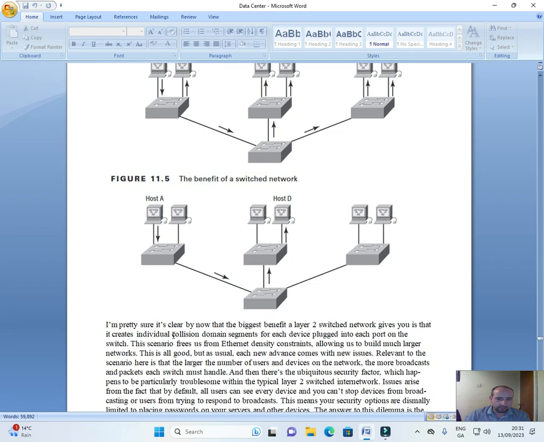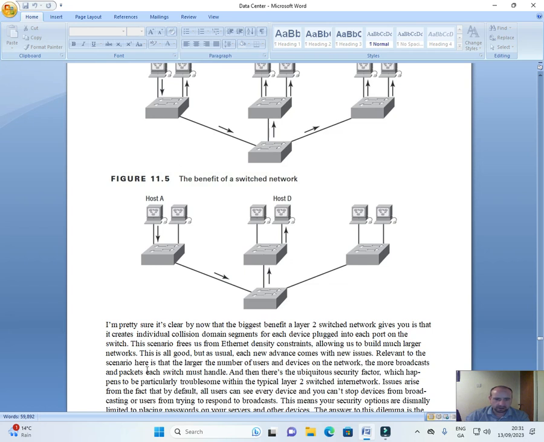I'm pretty sure it's clear by now that the biggest benefit a layer 2 switch network gives you is that it creates individual collision domain segments for each device plugged into each port on the switch. This scenario frees us from Ethernet density constraints, allowing us to build much larger networks. This is all good, but as usual, each new advance comes with new issues.